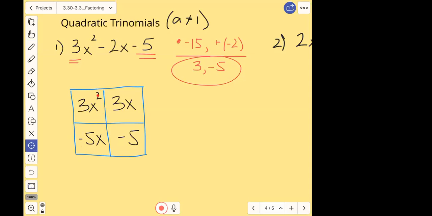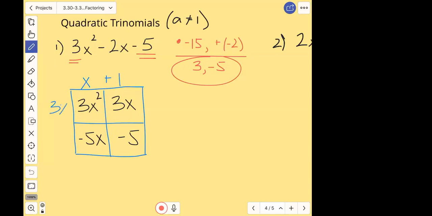So going down our first column here, 3 and 5 don't have anything in common except 1, but we can take out an x, and it's going to be positive because the first term's positive. Going down this column here, we only have a 1 in common. And it's positive, so I'll write it as +1.